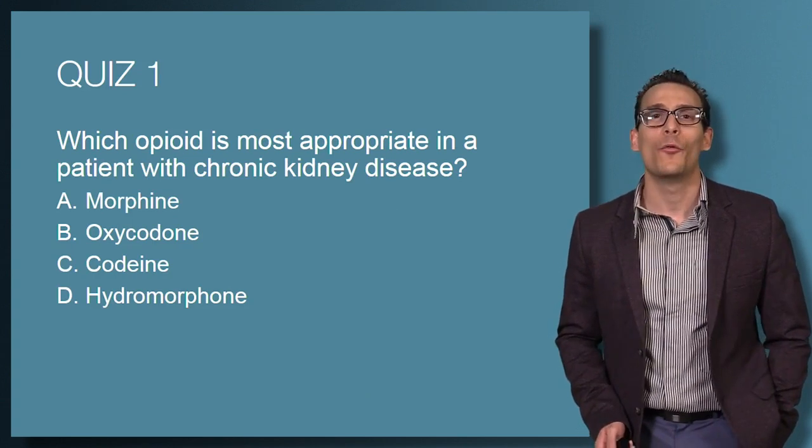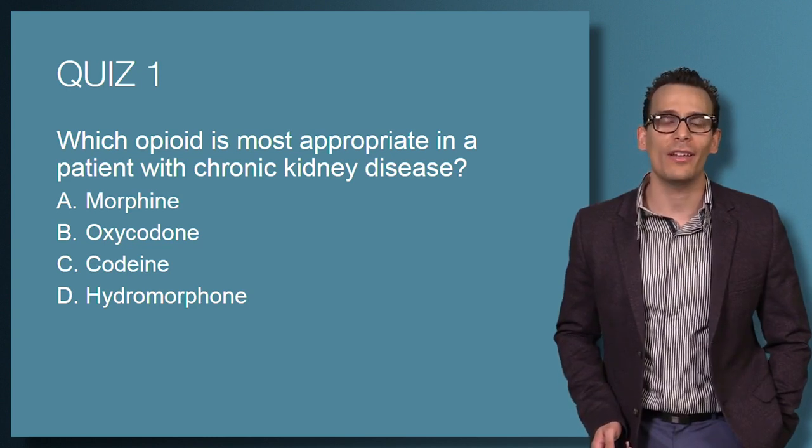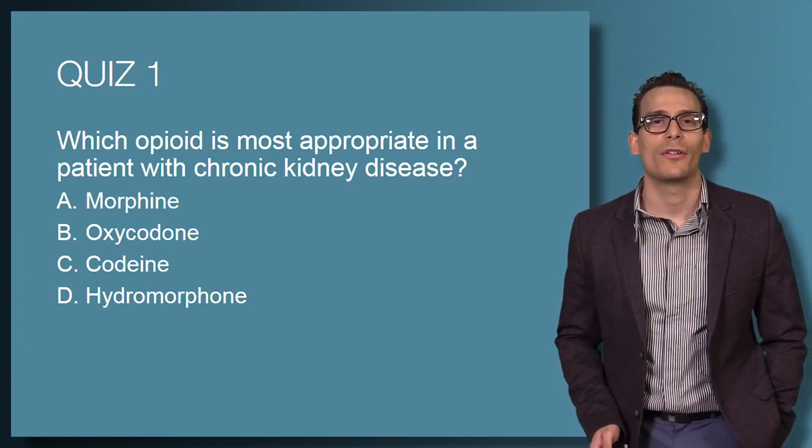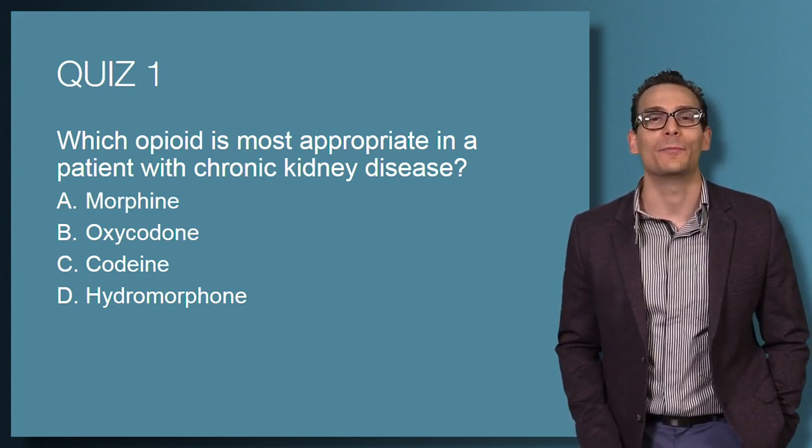Quiz 1. Which opioid is most appropriate in a patient with chronic kidney disease? Is it morphine, oxycodone, codeine, or hydromorphone? Let's take a moment and pause the video.